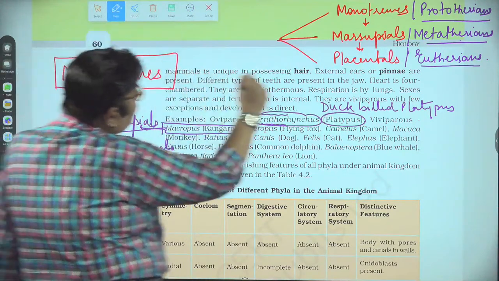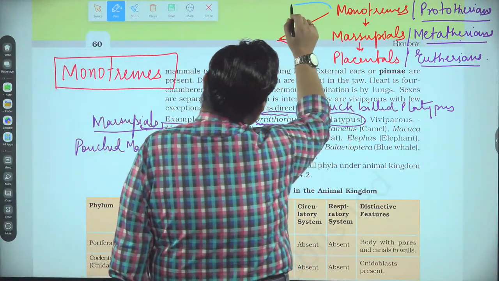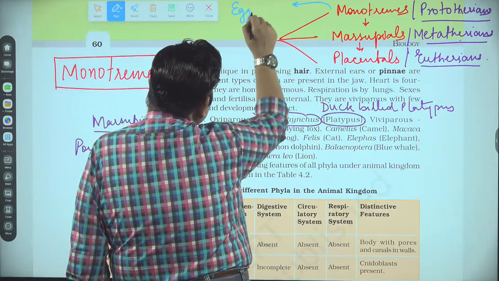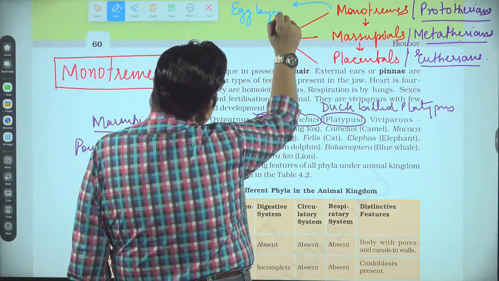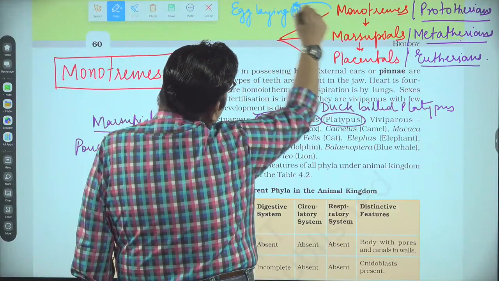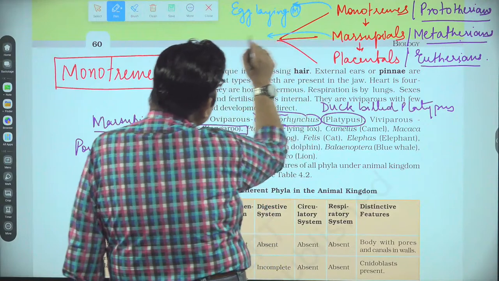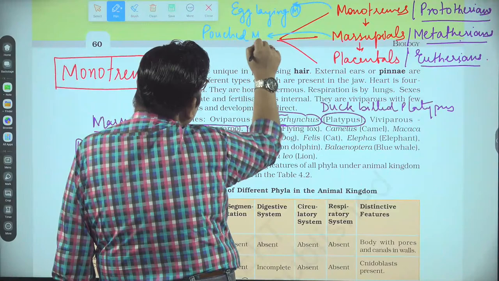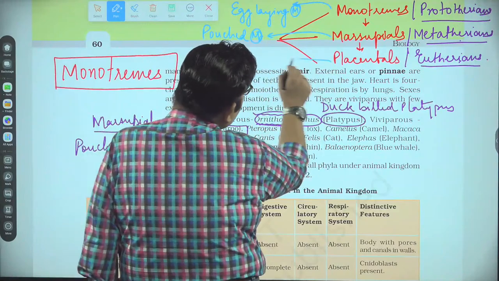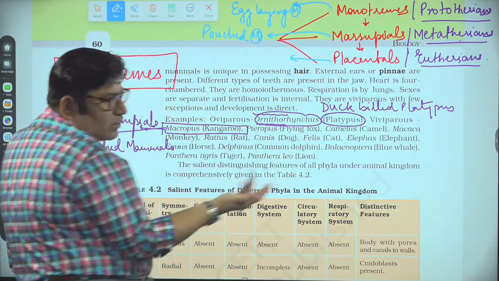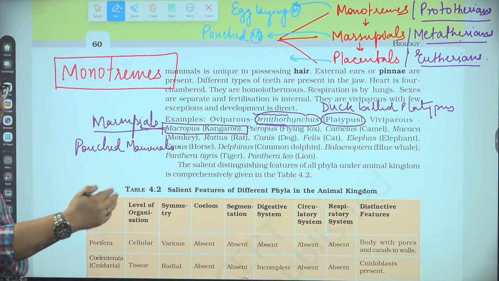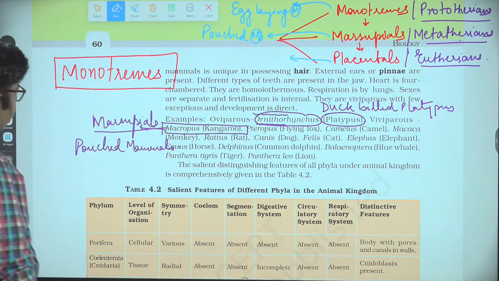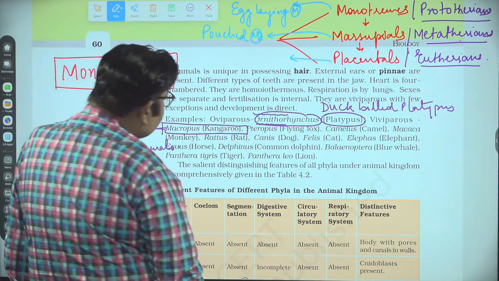So beta, note down that the monotremes are the oviparous mammals or egg-laying mammals. And the marsupials are also known as the pouched mammals. And these placentals are the normal placental mammals. The most evolved of them are placentals. Very good.